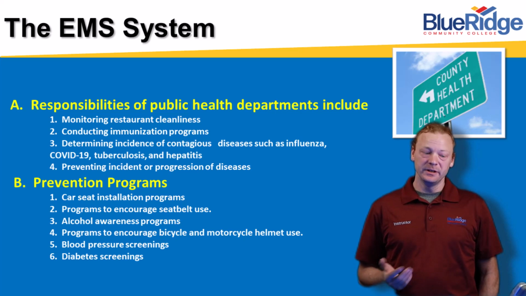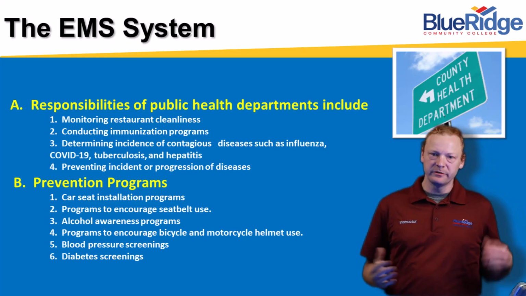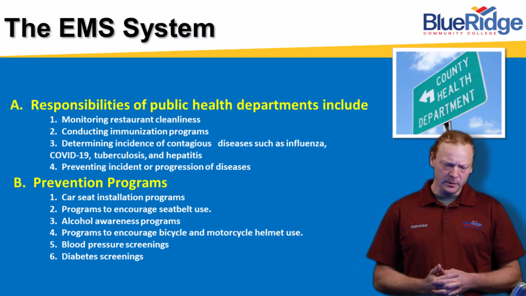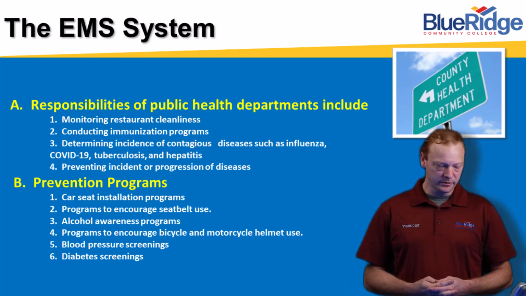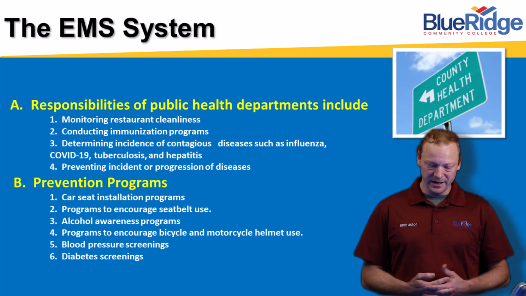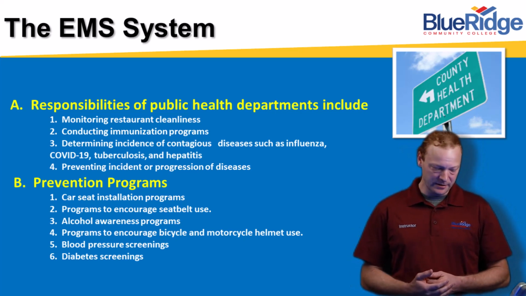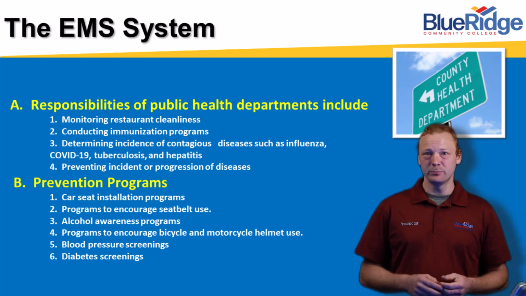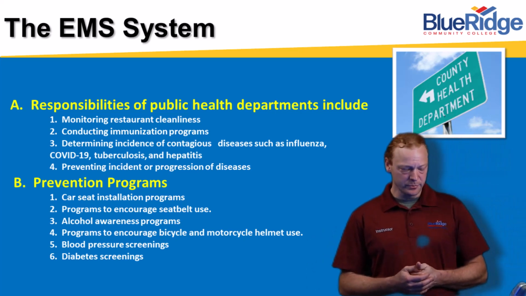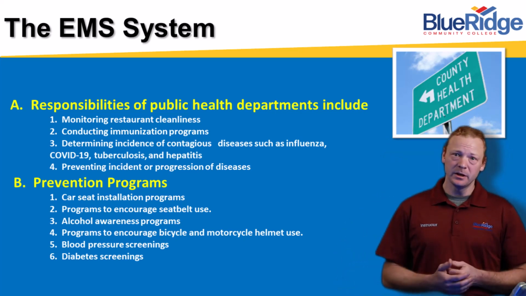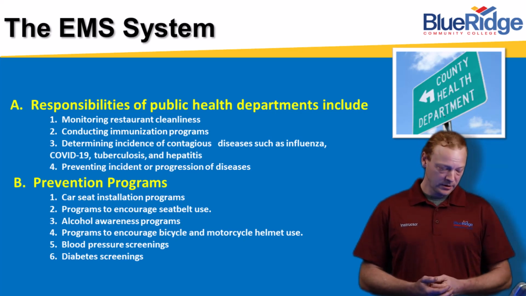As part of the EMS system, there are some roles and responsibilities of the public health department, which is loosely attached to EMS. But some of their responsibilities are monitoring restaurant cleanliness, conducting immunization records, determining incidence of contagious diseases such as influenza, COVID-19, tuberculosis, hepatitis, and then preventing the progression of that disease or the spread of the same.